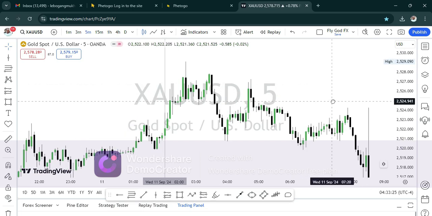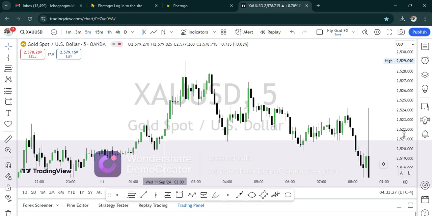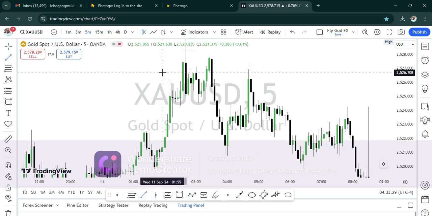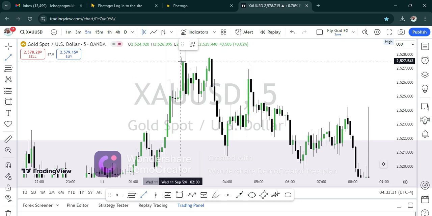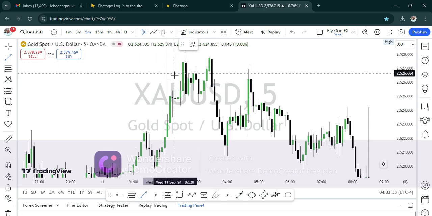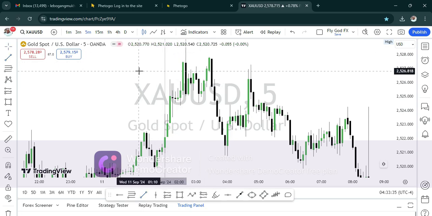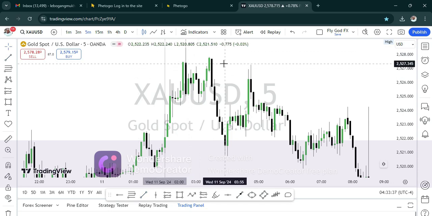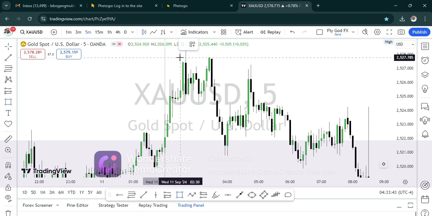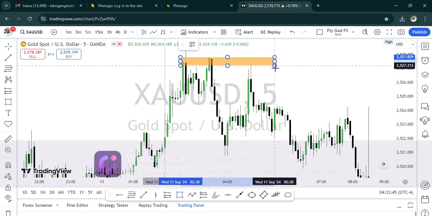So this was a CPI day on Wednesday. We really didn't have a buy side liquidity taken here. Honestly, this is a relatively equal highs. Why do we call them relatively equal highs? Because they are not so far from each other. See, they are not so far from each other.